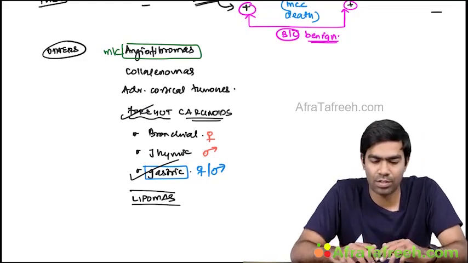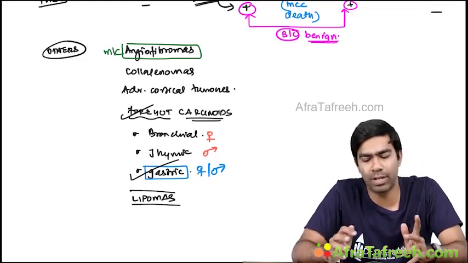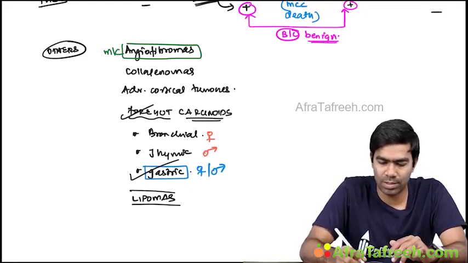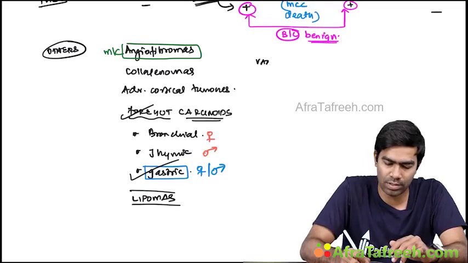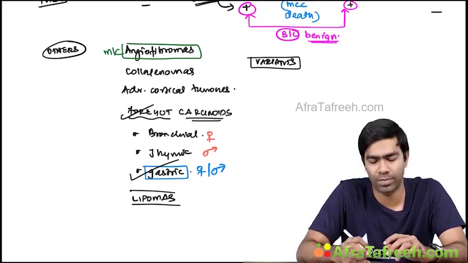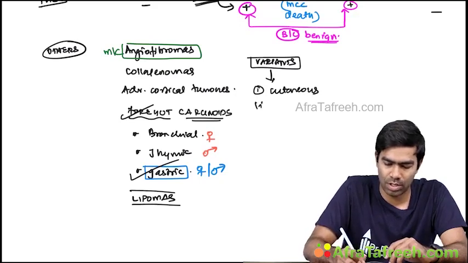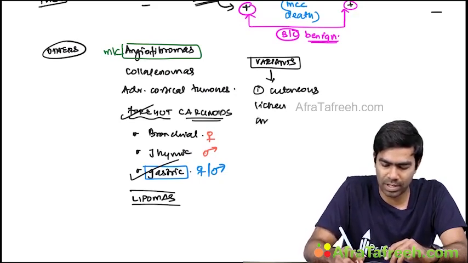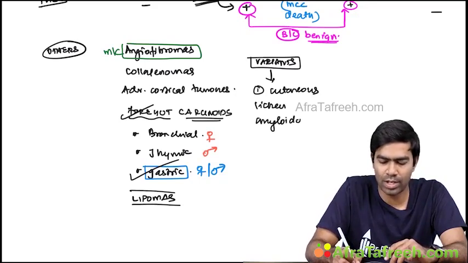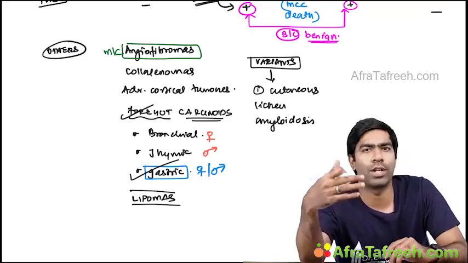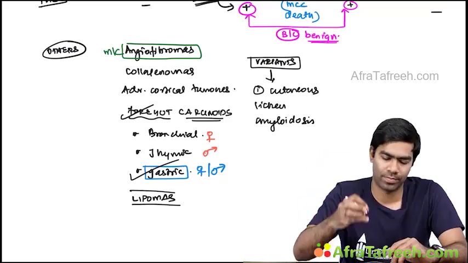What are the other features of MEN2 syndromes? For MEN2A, you have to know the subtypes and variants. That's the most important rather than knowing other things. What are the variants of MEN2A? You have MEN2A that is associated with cutaneous lichen amyloidosis. Remember, this is a separate entity. This is a variant of MEN2A called MEN2A with cutaneous lichen amyloidosis.